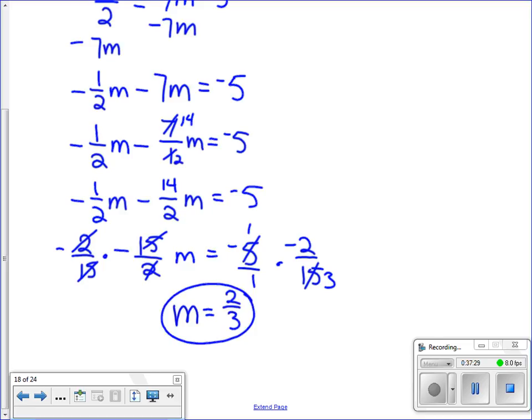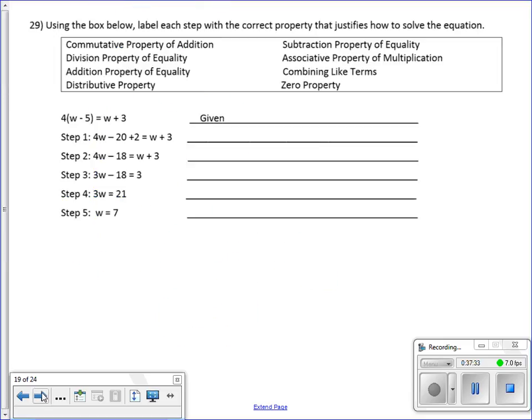Again, I really don't anticipate anything that difficult on your test. All right, next we have using our properties. We need to justify each step that we do. Notice it's all done for you, though. Now you need to look at the properties to see which ones are going to go in here.